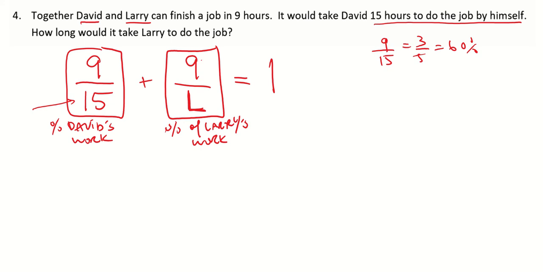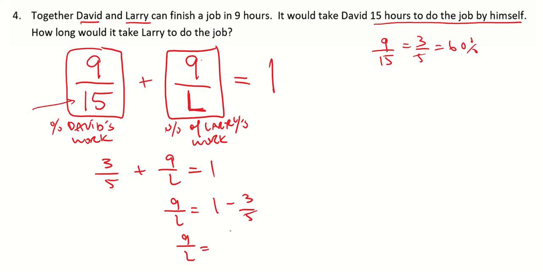So what you have to do right now is solve for L. You know that 9 over 15 is 3 over 5. So you just solve for L now. 3 over 5 plus 9 over L is equal to 1. I'm going to take this and move it to the other side. There's a whole bunch of ways you can solve this equation, but I'm thinking the fastest way is to just move this to the other side. So you get 9 over L is equal to 1 minus 3 over 5. If you simplify this, you get 9 over L is equal to 2 over 5.